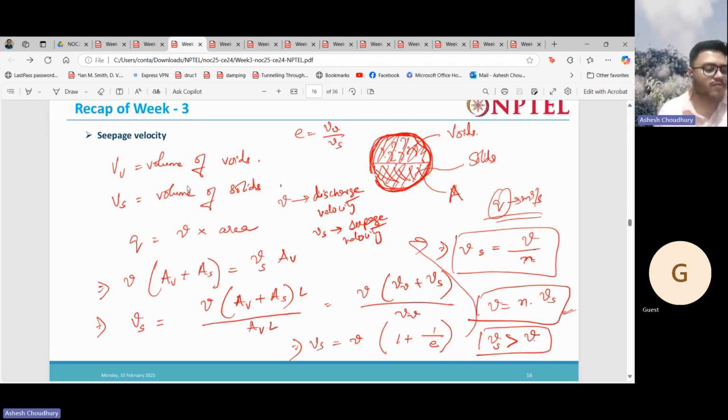Then you have the seepage velocity. What is seepage velocity? Seepage velocity is the actual velocity of the flow of fluid through the pores, and it is always greater than the discharge velocity. The discharge velocity is the velocity we get by considering the total complete area of the soil, and seepage velocity is when we consider only the area of the pore network.